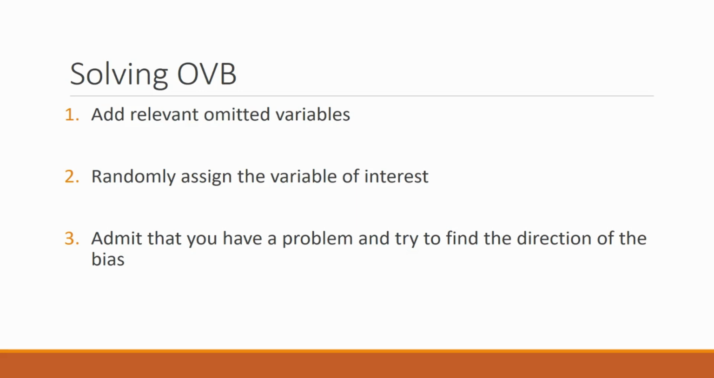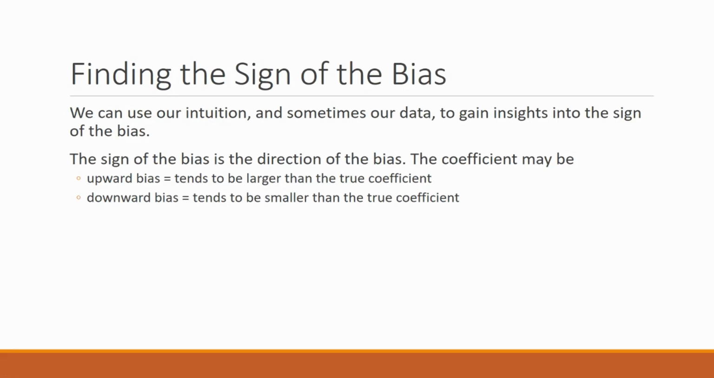All right. But then the most common thing that we will do when we have omitted variable bias is that we will admit that we have a problem, and then try to find the direction of the bias. We'll try to find, is our estimate biased upwards or is it biased downwards? All right, so let's talk about that. Finding the sign of the bias. Is our estimate biased up or is it biased down?